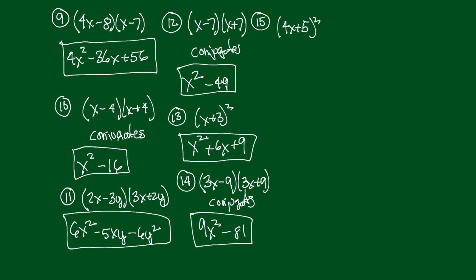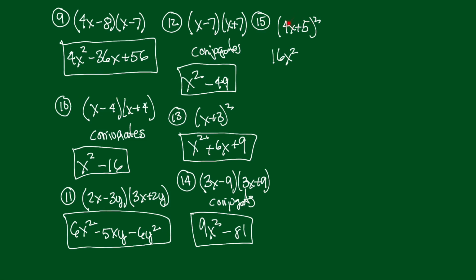In 15, we're squaring a binomial, so let's use the pattern for this. So the pattern goes like this. Square the first. All right, so here's the first, 4x. Square it. 4x times 4x, 16x squared. Multiply the two together. Now, 4x times 5 is 20x, but you double it. So square the first, multiply the two together, double that. So you get 20x, double it, you get 40x. And then square the last. 5 squared is 25.